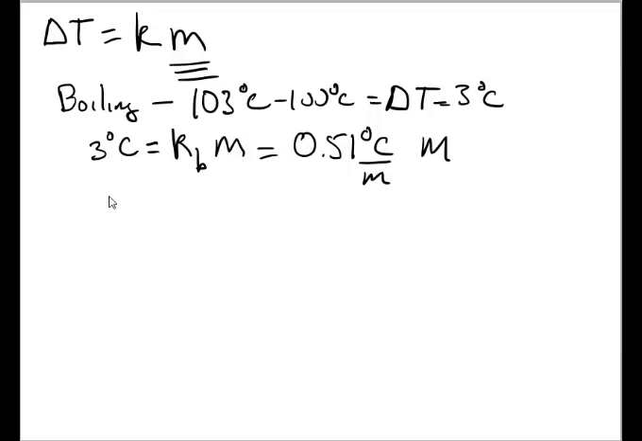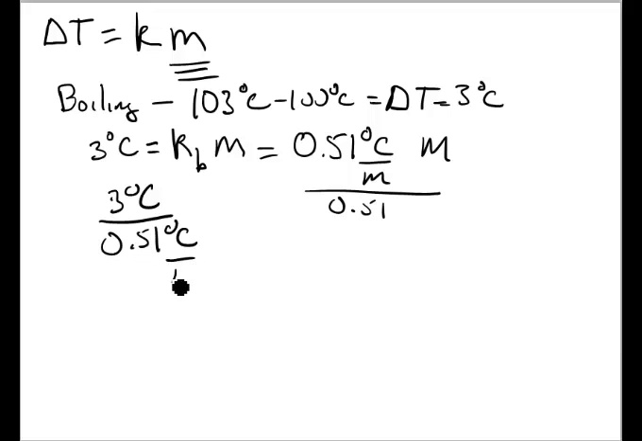So in this case, all we need to do here is take 3 degrees C. We're going to divide both sides by 0.51 degrees C per molal. The degrees C cancel, and we're left with, in this case, 5.9. So 5.9 molal. That's the molality of the solution.